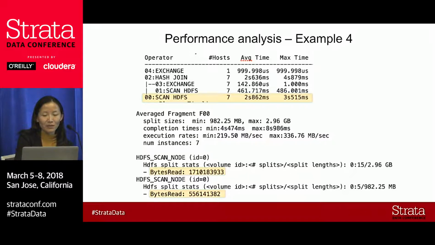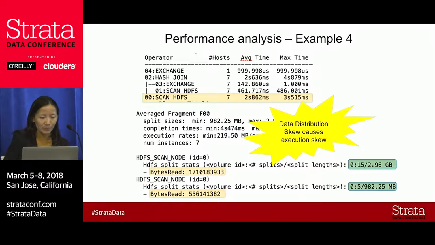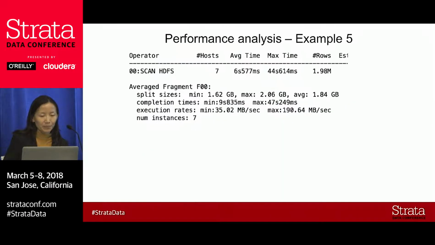Similarly here, you can see the data is also a 3 times difference. The second one only scans less than 1 gigabyte of data. So there either could be some data skew here, or for some reason one partition has less data than the other. That's all possible. So you can continue to examine what the real cause is and whether it was fixed or not.